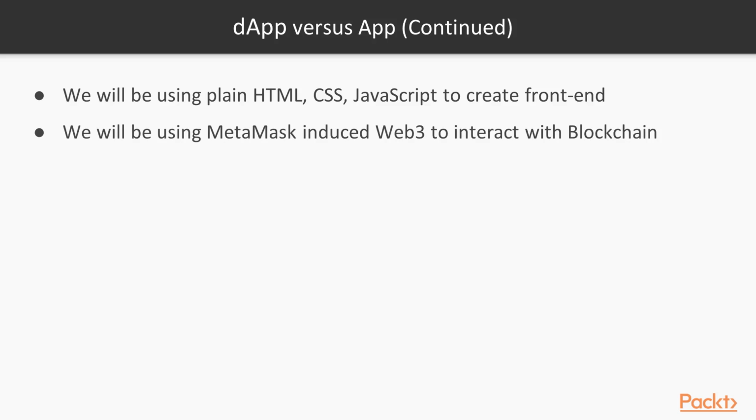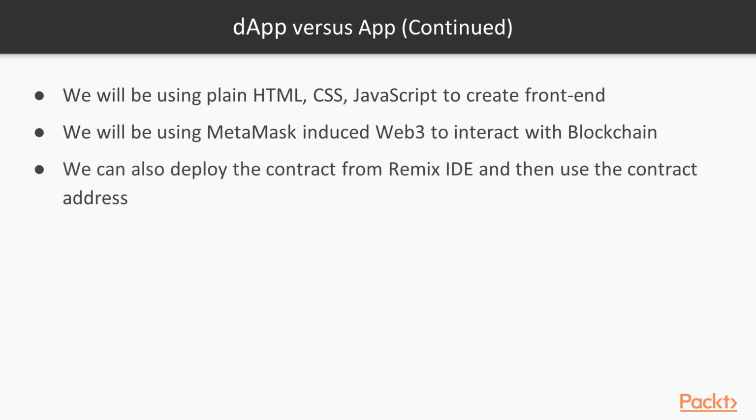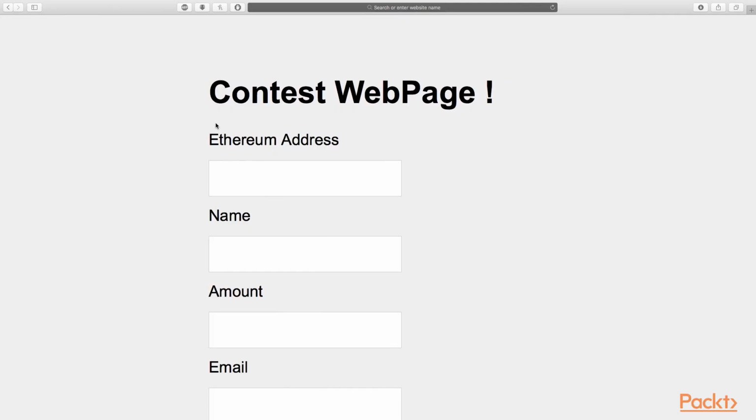We can even use a normal Web3 script in our front-end page. I'll be demonstrating all the different ways to interact with the blockchain from our front end. So we can also deploy the contract from Remix IDE, and then use the contract address in our decentralized application code. So this is our normal layout for our decentralized application.